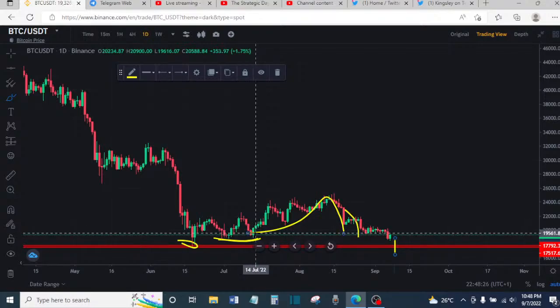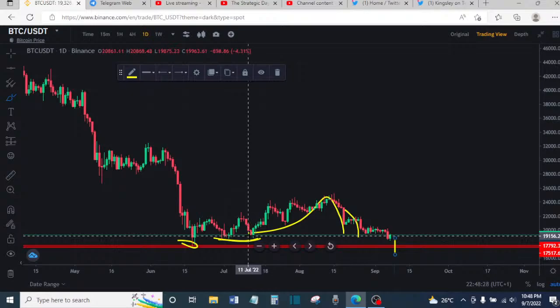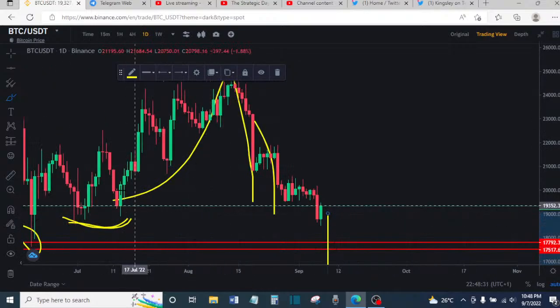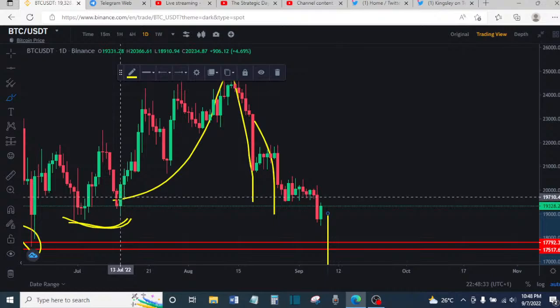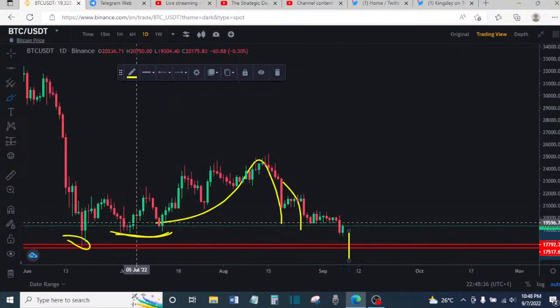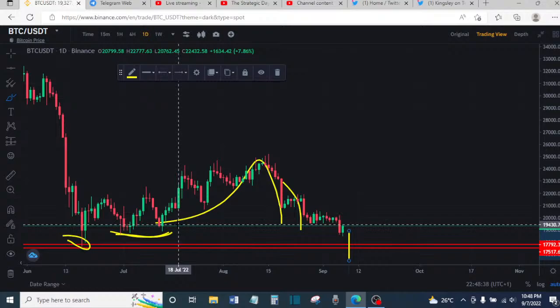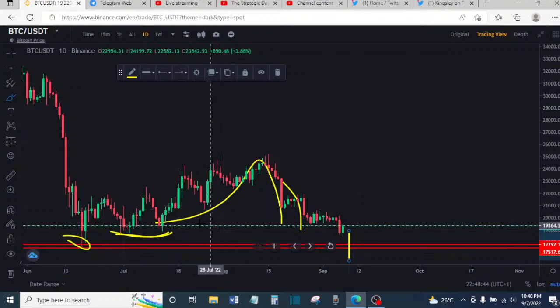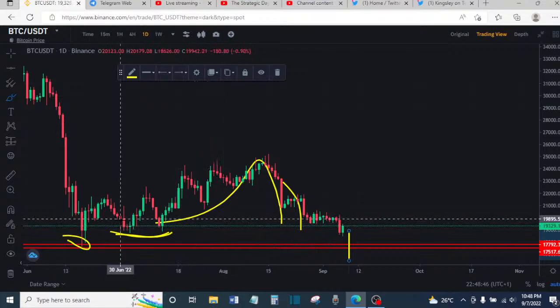This is a bullish engulfing candle. This candle completely engulfed this red candle. Something like this is a bullish engulfing candle. Or a pin bar, that's a hammer. Either a hammer like this or this, that's a standing pin bar.